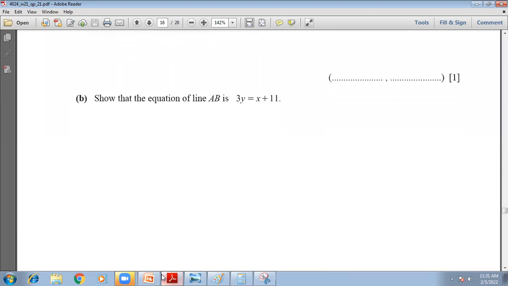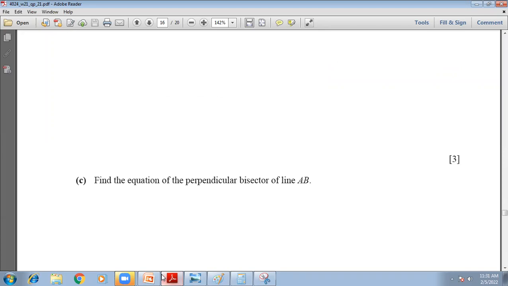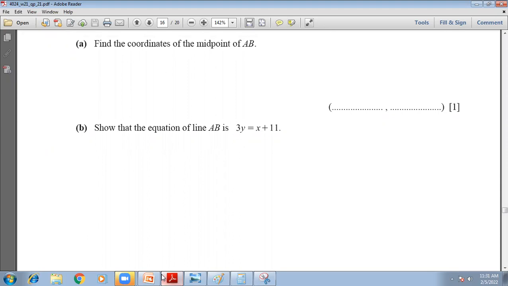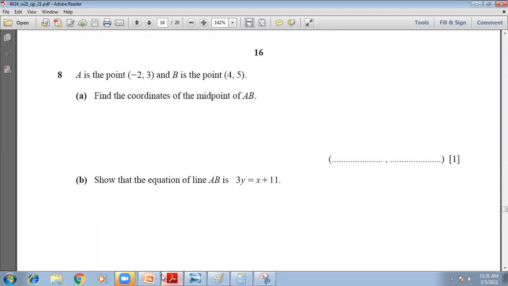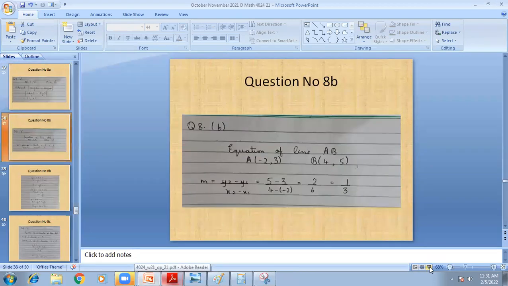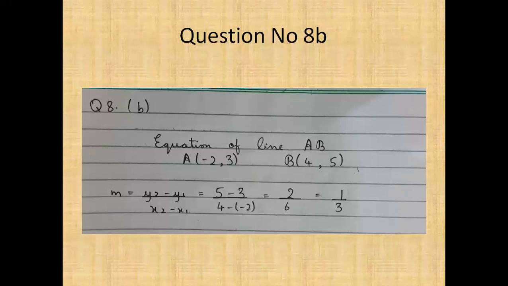He says, show that the equation of the line AB is this. It's a 3-mark question, very easy. The coordinates of A and B are given, and we want to find the equation. You remember the methodology. First of all, I will find the gradient. The point A is (-2, 3), the point B is (4, 5). Find the slope of AB: y2 minus y1 divided by x2 minus x1, 5 minus 3 divided by 4 minus (-2), and that will be 2 by 6, 1 by 3.